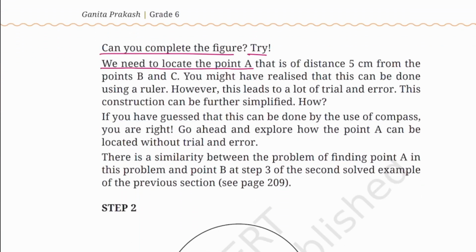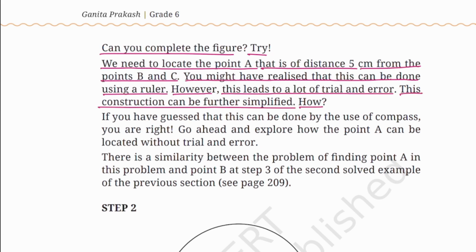We need to locate the point A that is at a distance of 5 cm from the points B and C. You might have realized that this can be done using a ruler. However, this leads to a lot of trial and error. This construction can further be simplified. How? If you have guessed that this can be done by the use of a compass, you are right. Go ahead and explore how the point A can be located without trial and error.